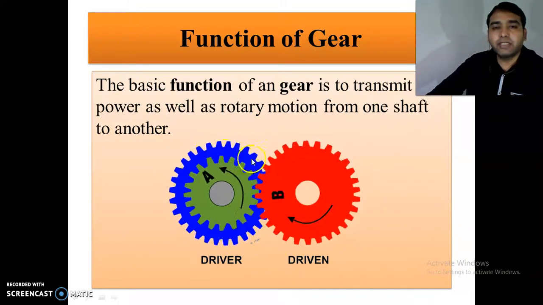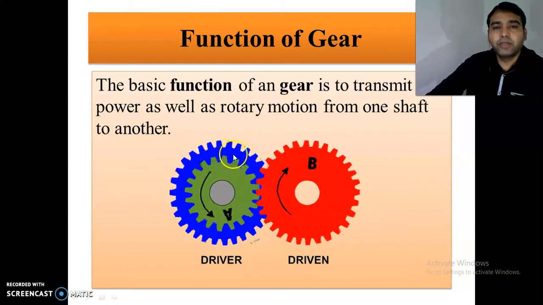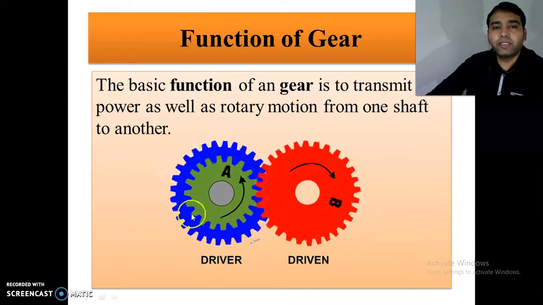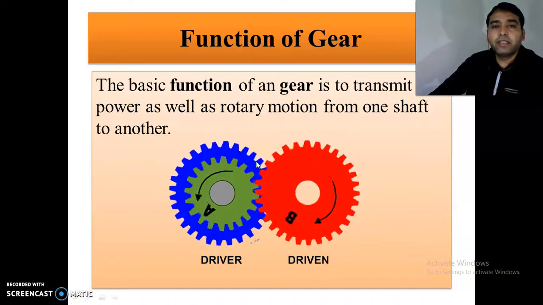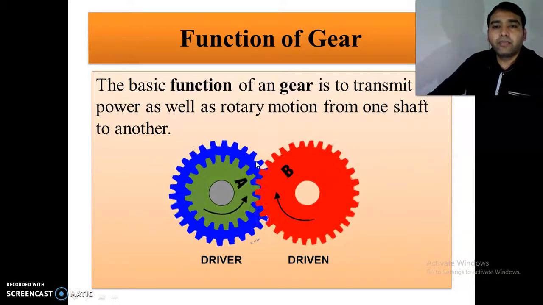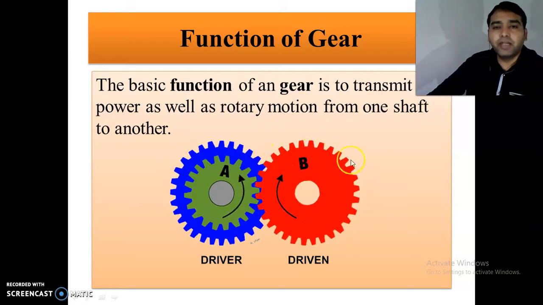The construction is shown in this figure. So this is the circular part. Over this circular part, the teeth are provided, and those teeth are meshed with the other teeth and transmit the power. So this is the function of gear.